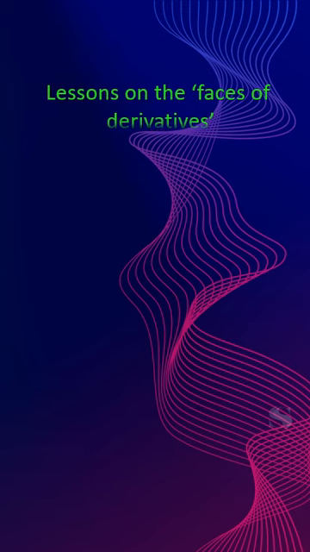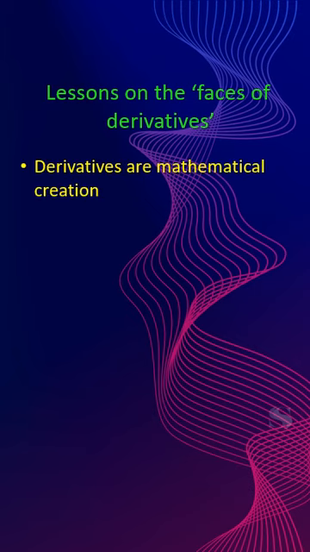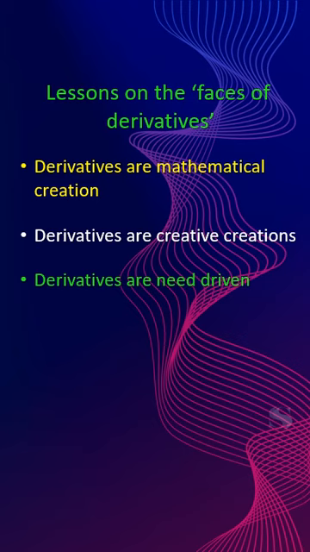The 3 lessons on the faces of derivatives were meant to bring home the following aspects of derivatives. First, derivatives are mathematical creation, yet they matter physically. Second, derivatives are creative creations. We find meaning in the rate of change of something. Third, derivatives are need-driven. We find the changing relationship of things to know better. For example, attenuation derivative in earthquakes that measures the changing velocity of tremor over distance on the crust.